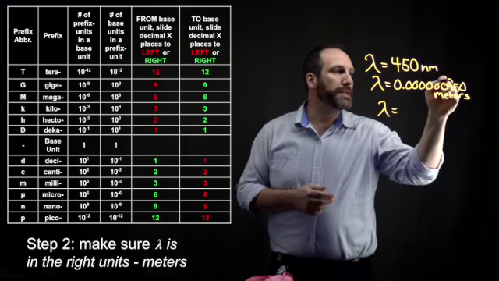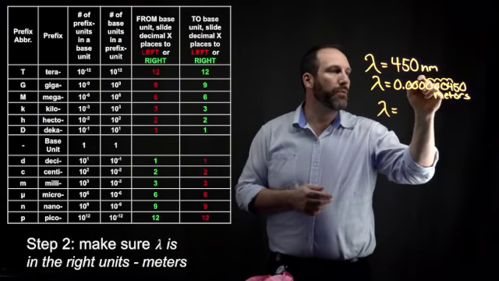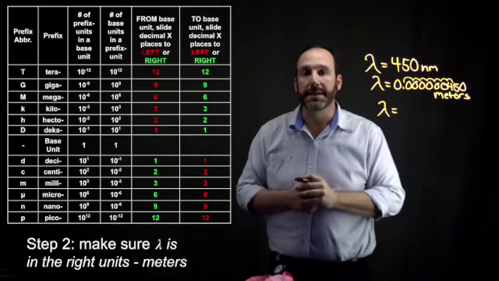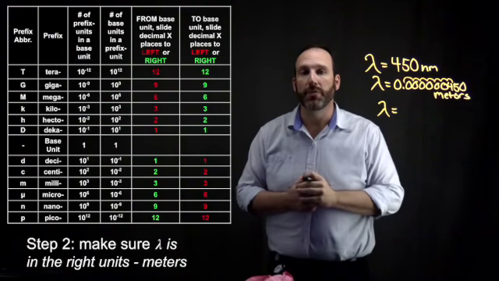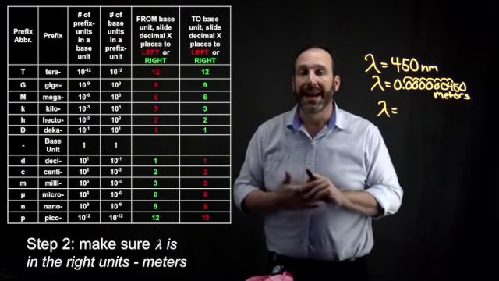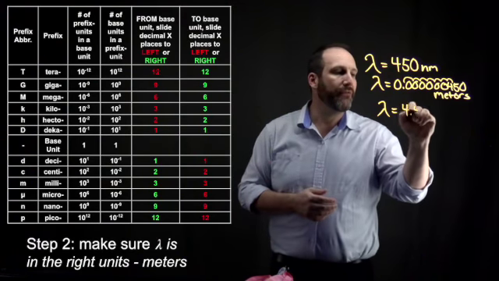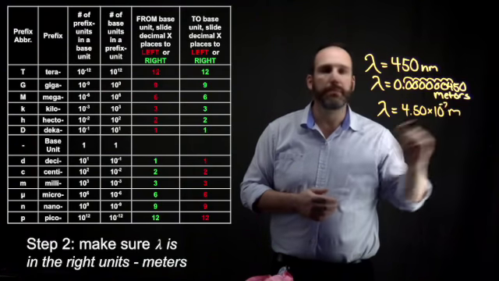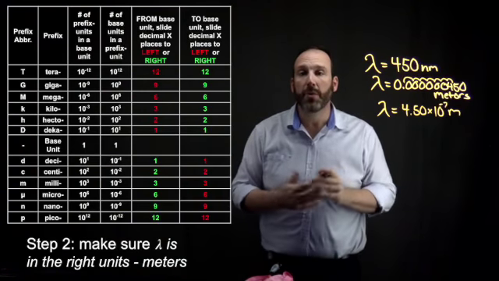to move the decimal place 1, 2, 3, 4, 5, 6, 7. I'm going to move it 7 places, sliding the decimal to the right here. And so that exponent is going to be negative. So we're going to have 4.50 times 10 to the minus 7 meters. Right? So that's our wavelength in meters.